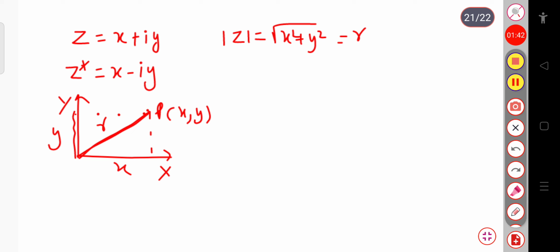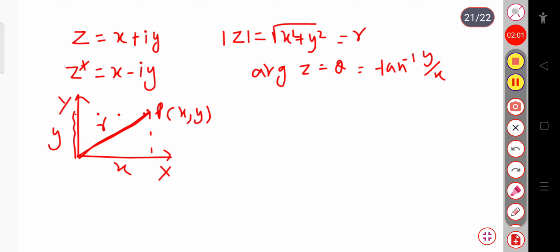If I calculate the argument of z, we can denote it as theta, that is equal to tan inverse y by x. So this is called the argument of z. The conjugate of the complex number is nothing but the reflection about the real axis.